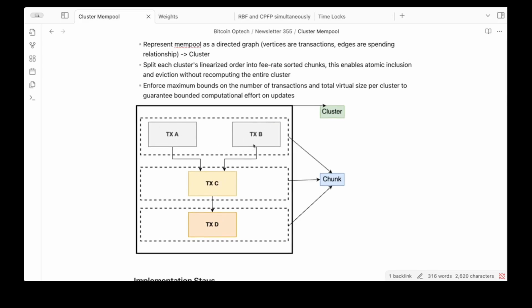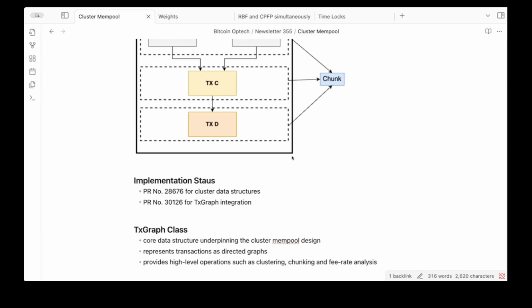Having done this, we can modularly remove or insert different chunks into this cluster. So the cluster structure is maintained, and you can atomically include or exclude different chunks from this cluster. So that is the idea behind this design.